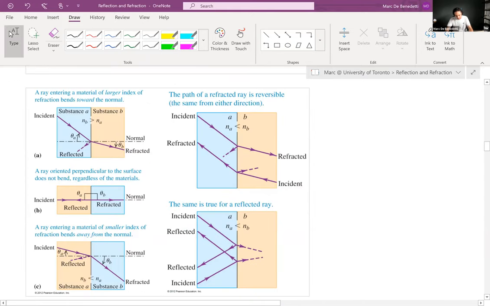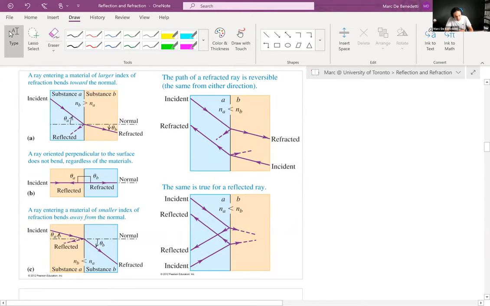I digressed a little bit. Let's get back on track. So here, let's look at some properties comparing two materials. It's not just from air, but let's say from an arbitrary substance A, which could be air or it could be something else, into substance B.